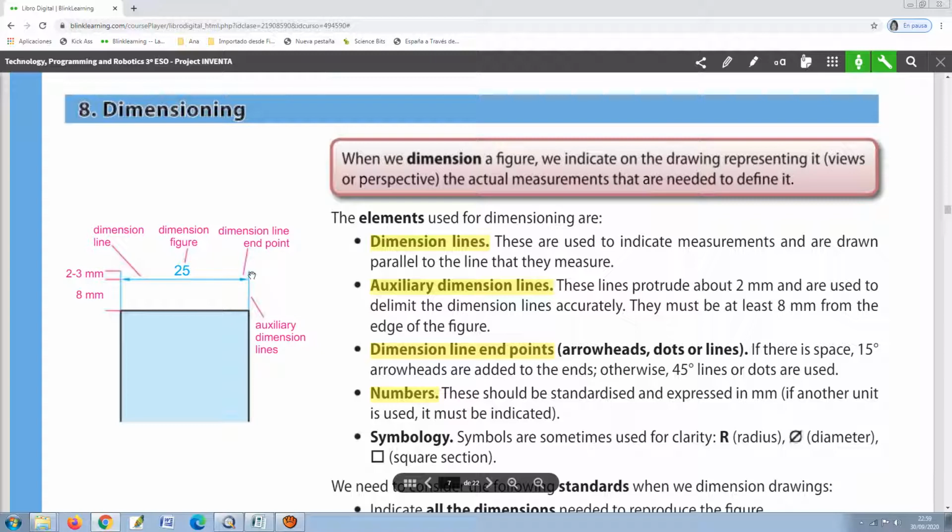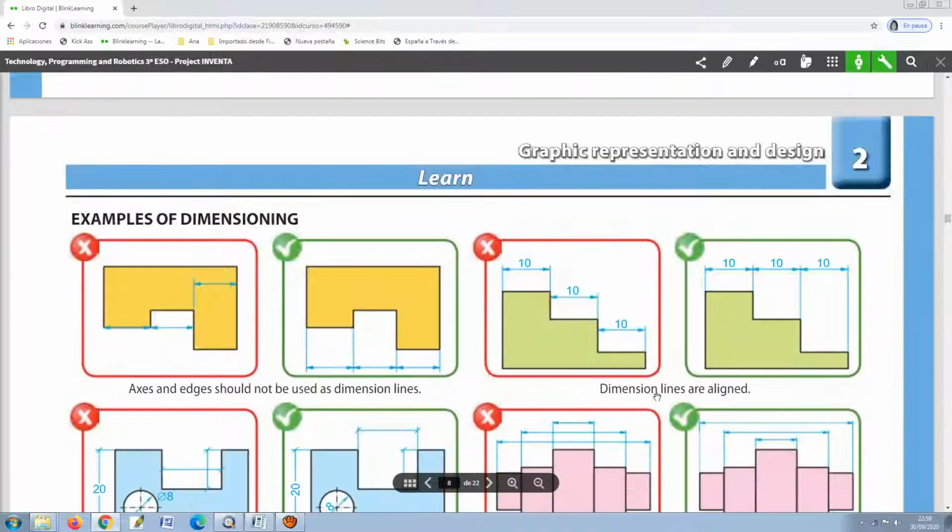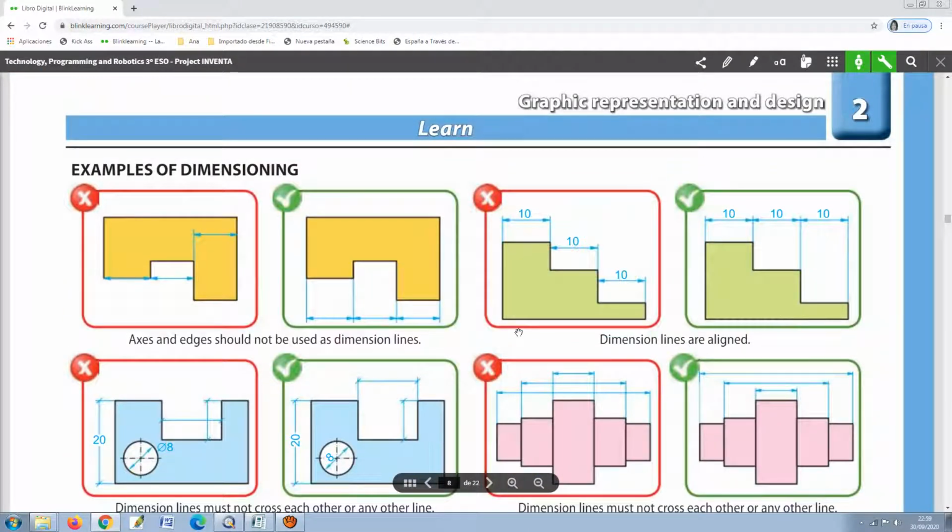Okay. Sometimes we have to use symbols. For example, you have here the symbol of radius or diameter when you want to give information about the size of a hole, of a round shape. Here you have several examples that you can consult later in the notes. There is a PDF file with all these images. So in every case you have the wrong way to dimension a shape and the right one. So you have to find out which are the mistakes.